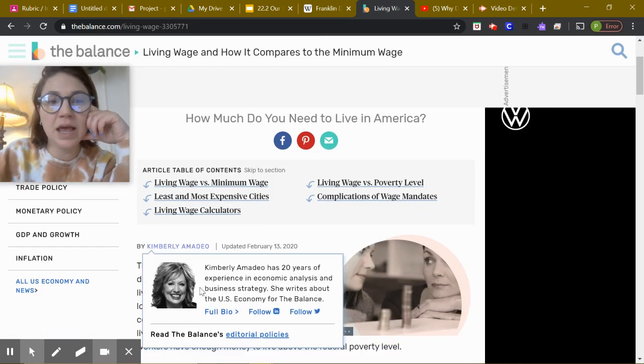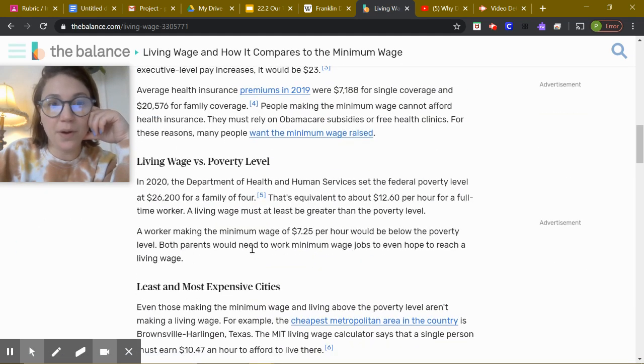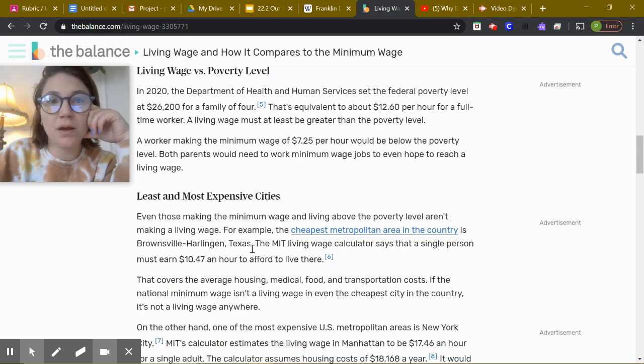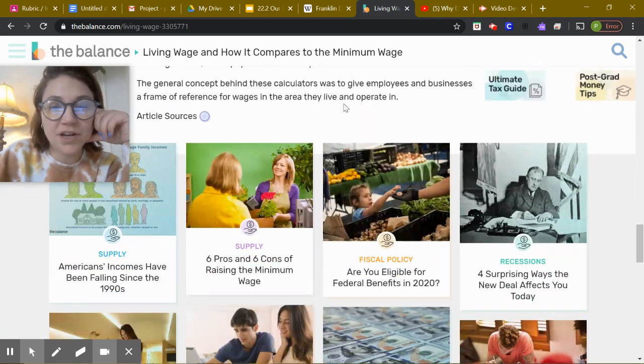So a living wage is how much you actually need to live in terms of above the poverty line. So in 2020, the Department of Health and Human Services set the federal poverty level at $26,000 for a family of 4. So that's the equivalent to about $12.60 per hour for a full-time worker. That's the wage that you need to get to be over the federal poverty level. But workers in many states only make a minimum of $7.25 an hour. So it kind of goes by cities. I can put this on the classroom if you're interested.